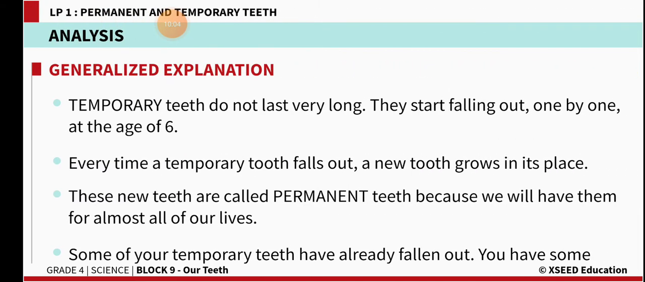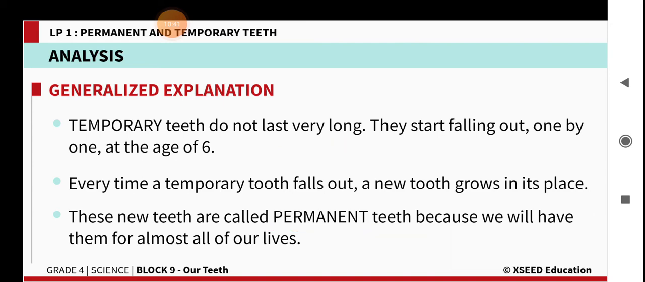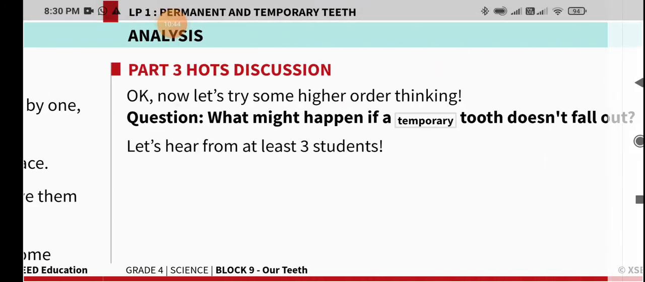The same you can see here. The temporary teeth do not last a very long time. They start to fall out at the age of 6 years. Every time a temporary tooth falls out, a new tooth grows in its place. So the new set of teeth are known as permanent teeth, because we will have them almost all of our lives. Till our death, these teeth will be in our mouth. That's why we call them permanent teeth. Understood the difference between temporary and permanent teeth?